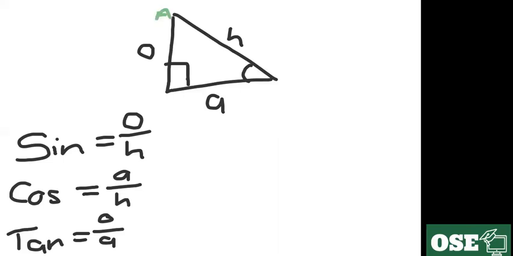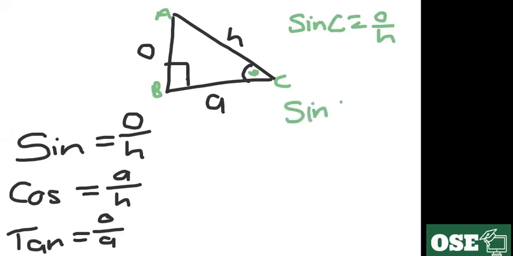So if we are looking for C, then angle C is here, right? So sine C will be its opposite side, which is here, over hypotenuse. Does it make sense? If we're looking for sine A, according to this, sine A will be its opposite side, which in this case is A, over H. Does it make sense?